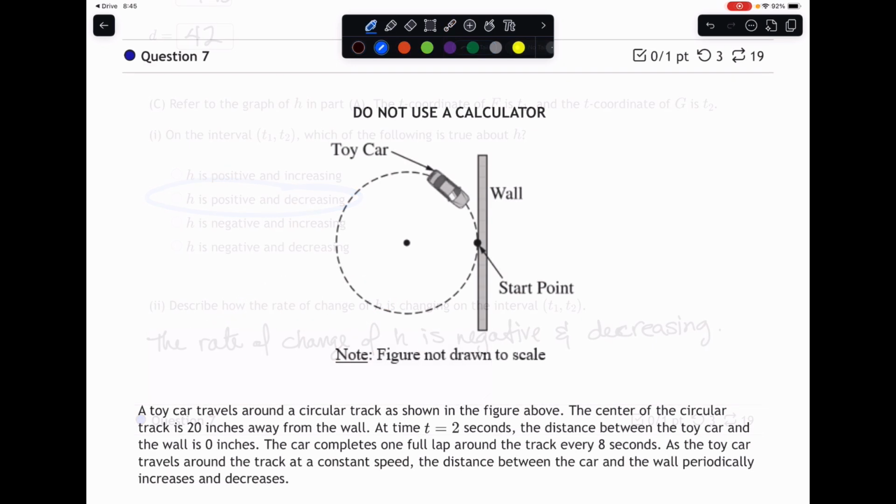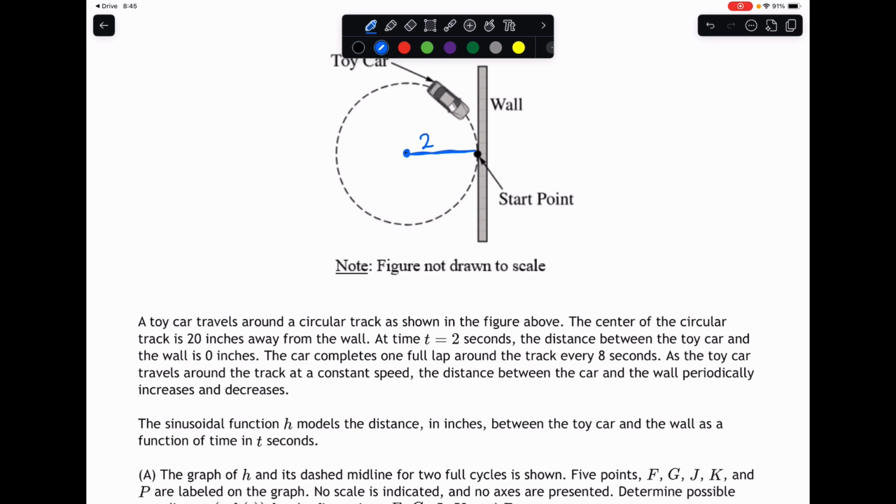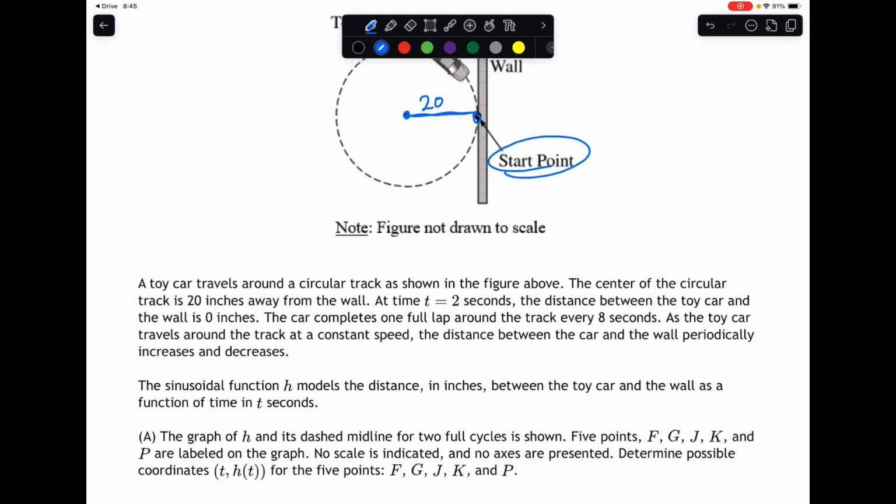So be specific. For problem number 7, here we have a situation where a car travels around a circular track as shown in the figure above. The center of the circular track is 20 inches from the wall. So this distance from here to there is 20 inches. And at t equal to 2 seconds, the distance between the toy car and the wall is 0 inches. So it's starting right there as indicated, okay? Now the car completes one full lap around the track every 8 seconds, and as the car travels around the track at a constant speed, the distance between the car and the wall periodically increases and decreases.